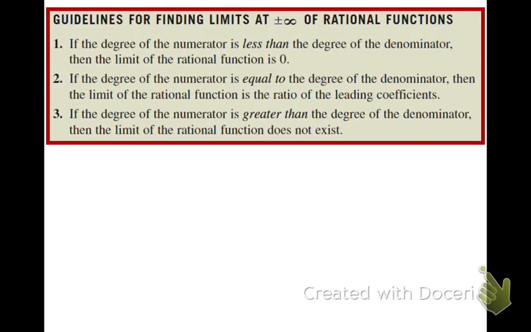If the degree of the numerator is greater than the degree of the denominator, what is your limit, aka horizontal asymptote? It does not exist. But, do you remember the but? If it is exactly one more, there is a slant, sideways one. The slant. Good job. There's a slant.